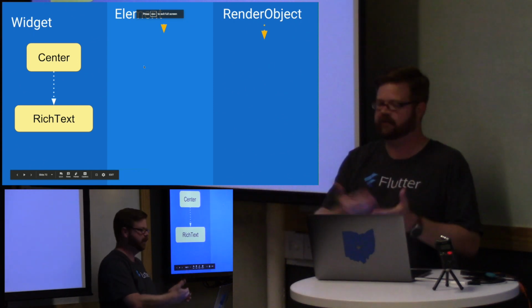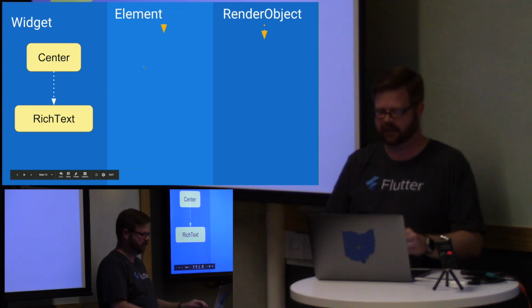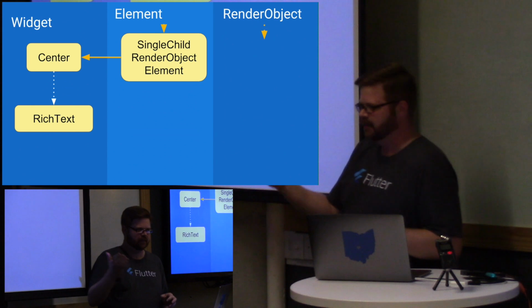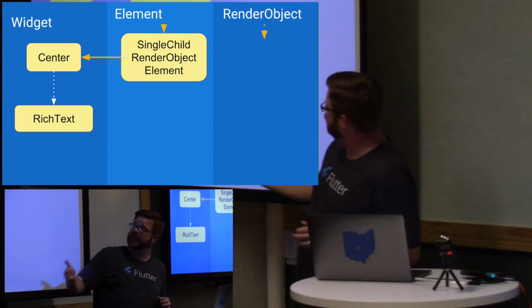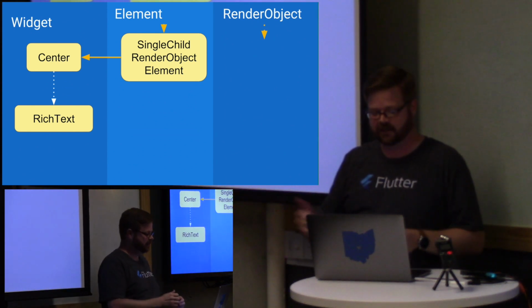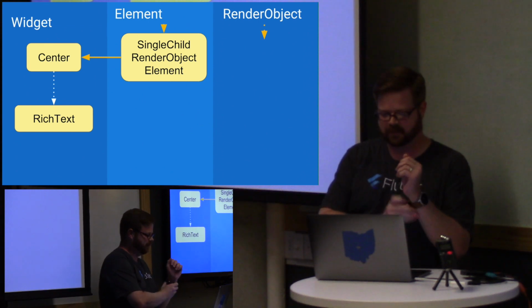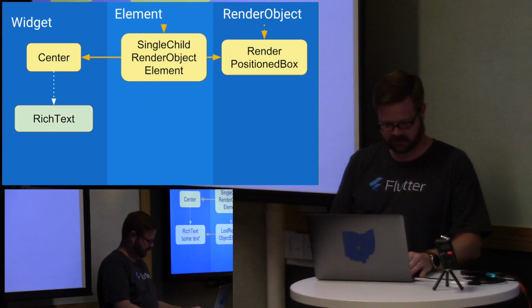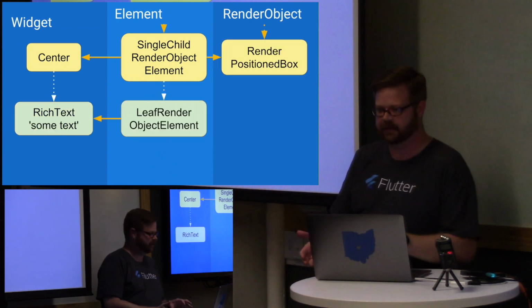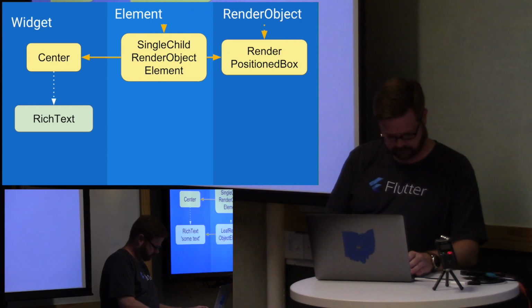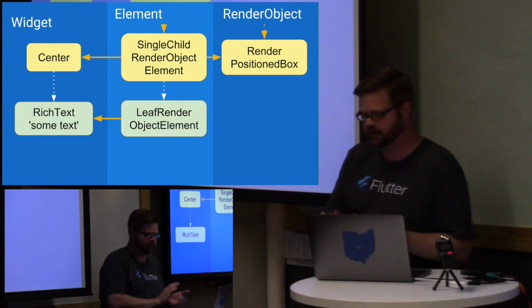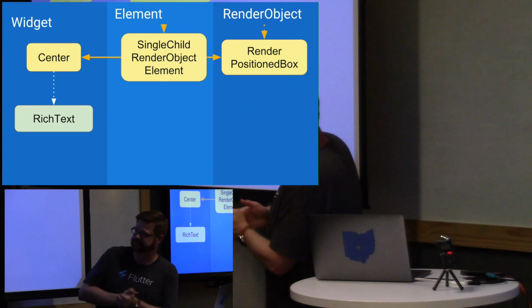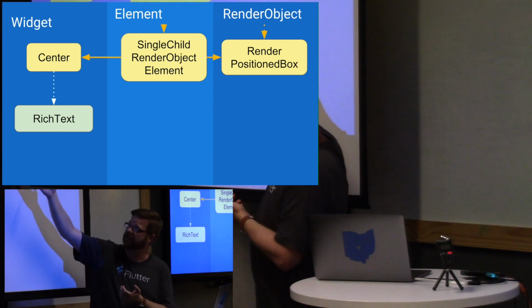So I call runApp. I've got a center widget with a child that's a rich text. Flutter asks the center widget, hey, can you create an element for me? It gets a single child render object element, which I'm surprised I could fit in that box. That asks center for a render object. That gets popped out. And then it goes to the child, and it says, okay. And I added an attribute to the rich text.